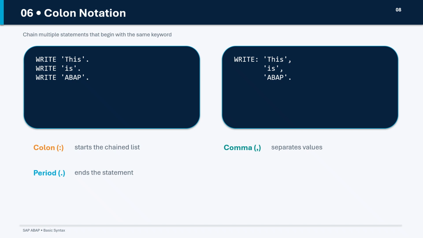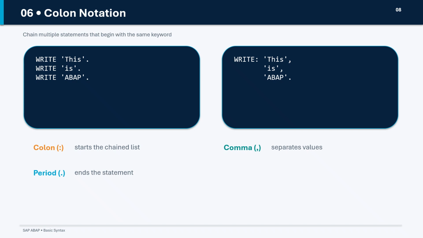Colon notation means the colon symbol, right? Colon, and everything goes into a single line. Even though the lines are different, we are avoiding writing the WRITE statement multiple times. This is the main use of colon notation.